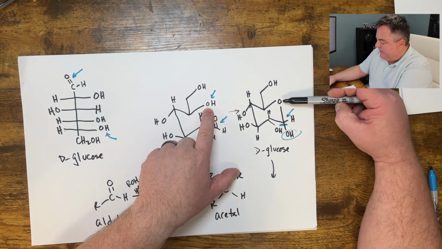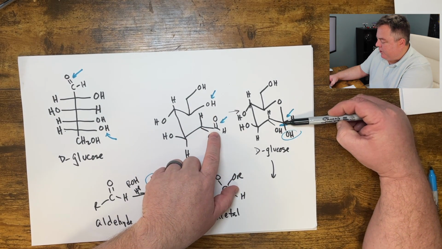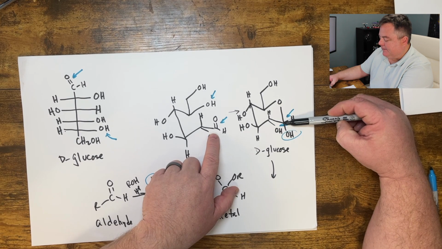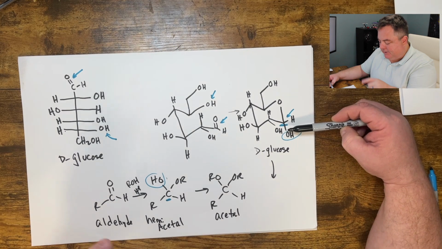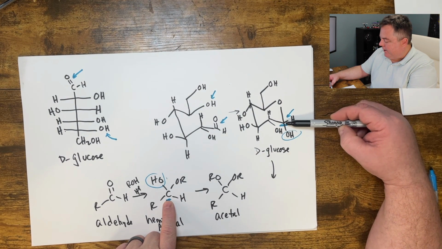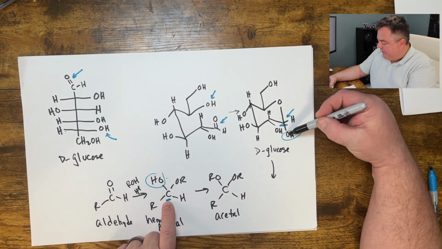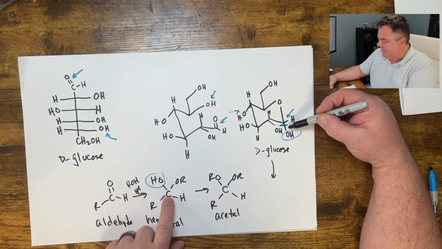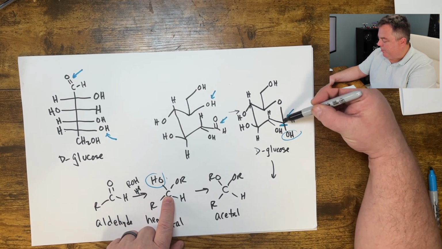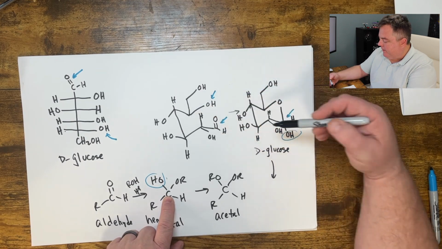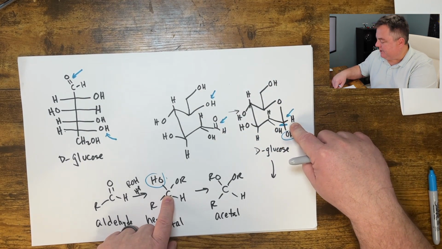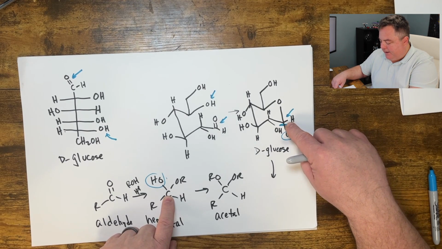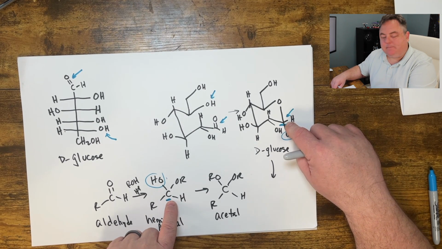So this oxygen is right here, and this carbon right here is the only carbon in this entire molecule that has two carbon-oxygen bonds. It's this right here. So this carbon has an OH group because it's a hemiacetal, and an OR group from the alcohol. So this carbon is called the anomeric carbon in biology, and the anomeric carbon is the hemiacetal carbon.